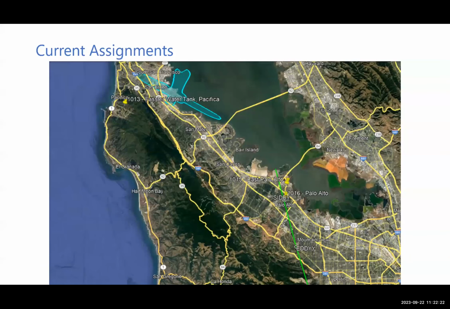You can see here better the pins that are on the screen. Right here, here's East Palo Alto, here's Palo Alto, there's Side-By, and here's Pacifica, showing the three sites that the subcommittee has asked that we monitor. I'll pause here and see if there are any questions.